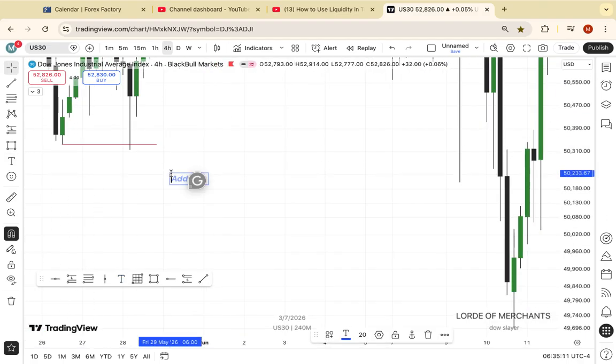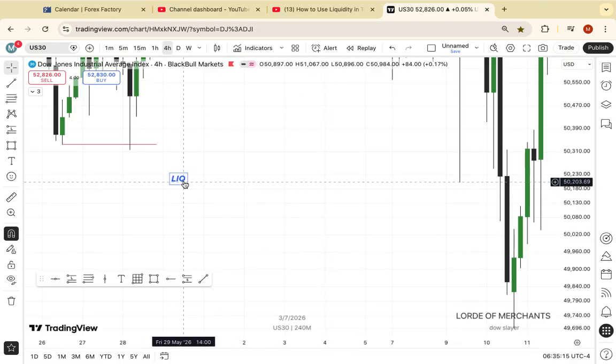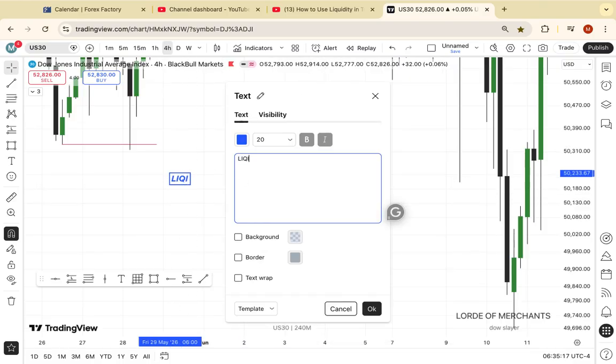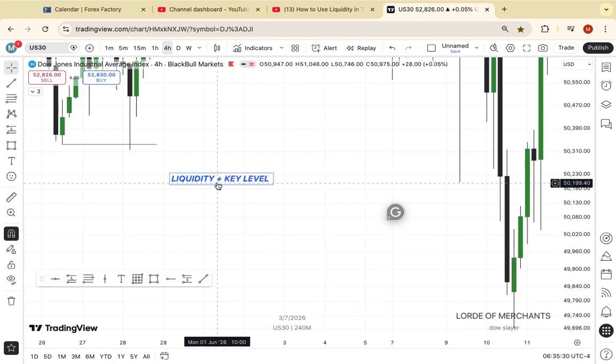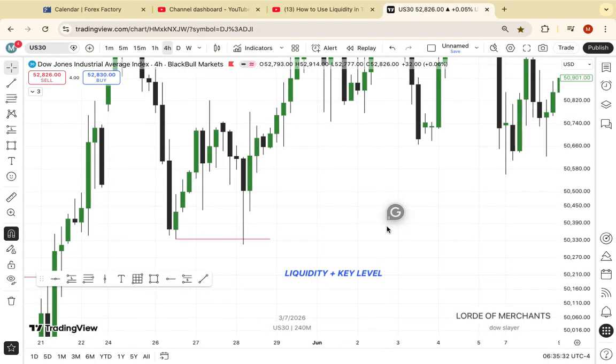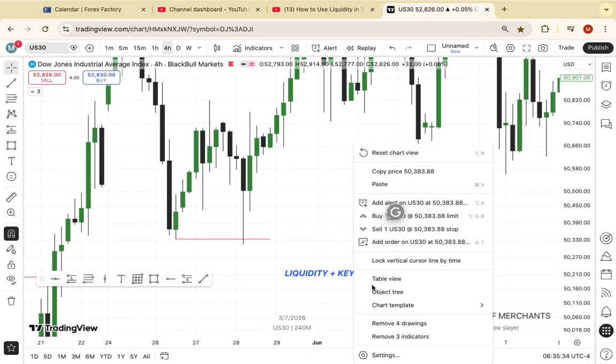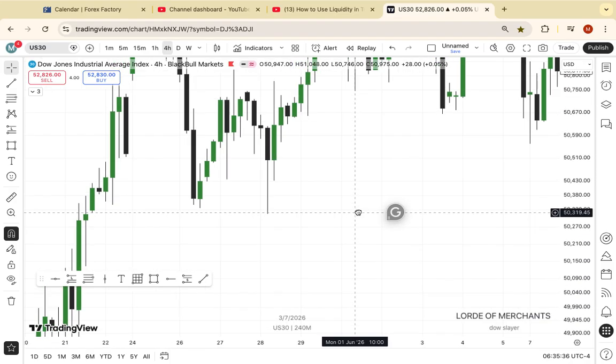When we have liquidity plus a key level, what this means is when we have a low or a high inside a fair value gap or an order block, you expect an explosion or a serious distribution. Let me give you an example.